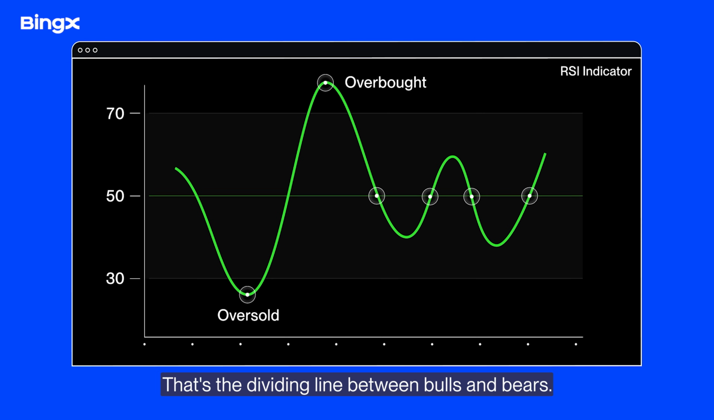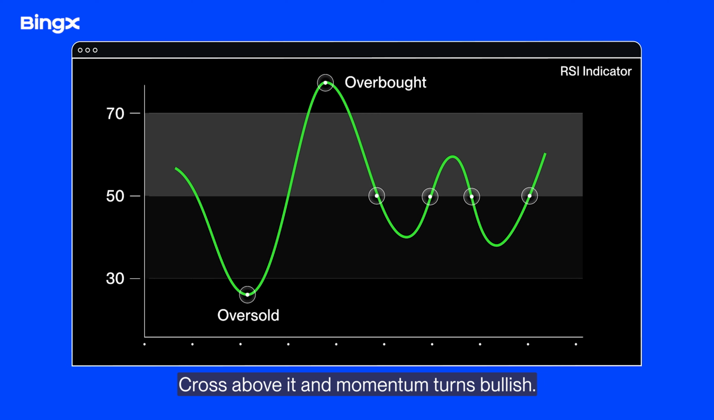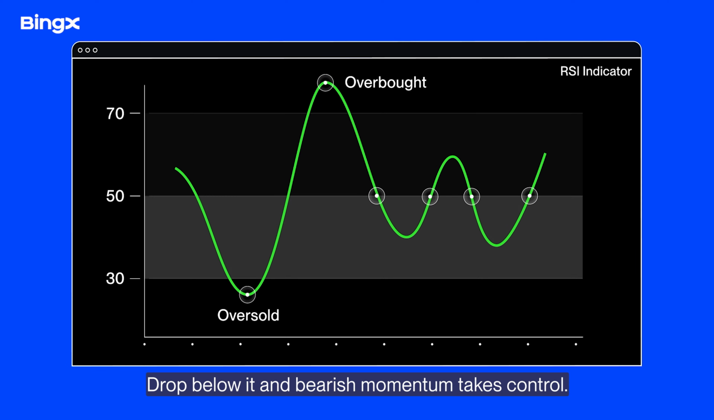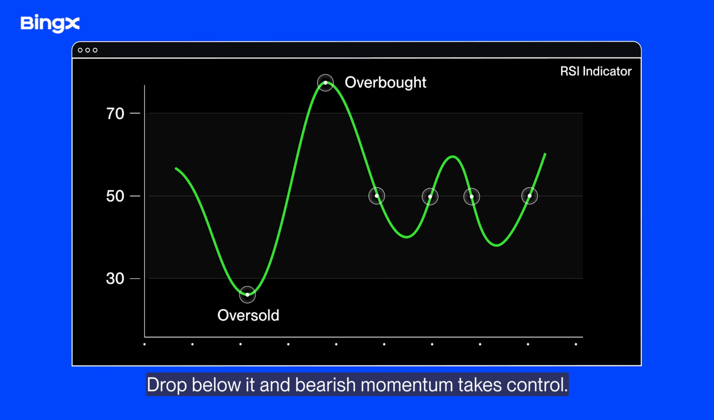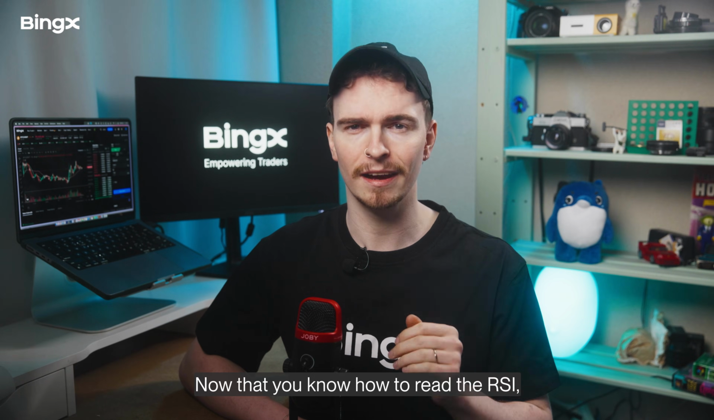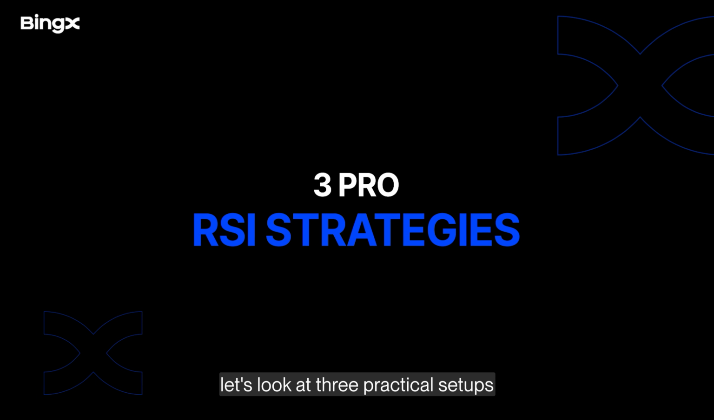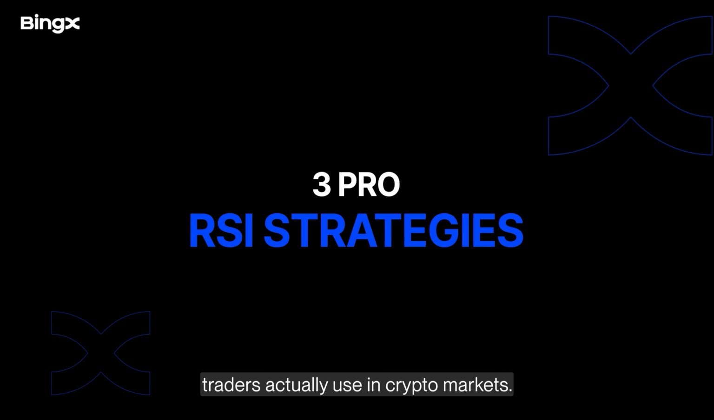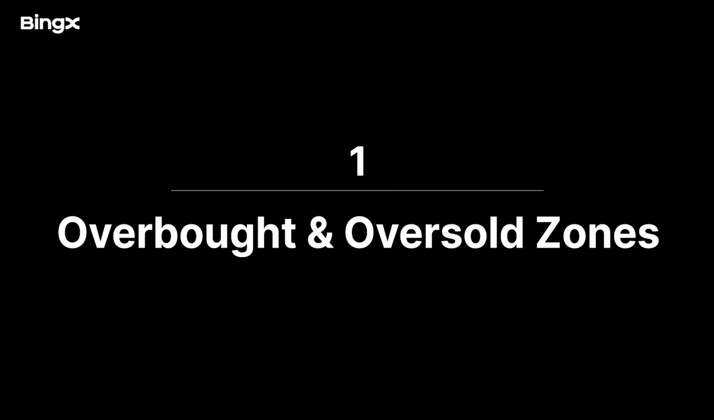And 50? That's the dividing line between bulls and bears. Cross above it and momentum turns bullish. Drop below it and bearish momentum takes control. Now that you know how to read the RSI, let's look at 3 practical setups traders actually use in crypto markets: overbought and oversold zones.